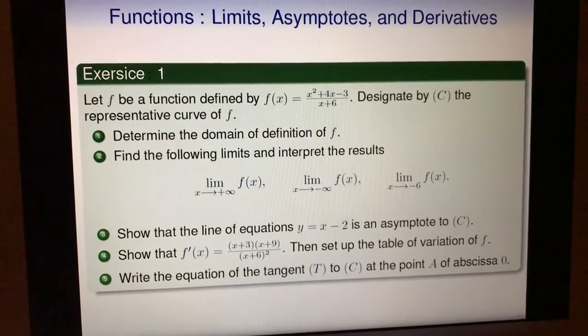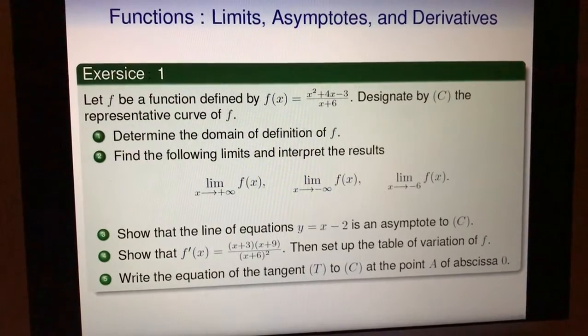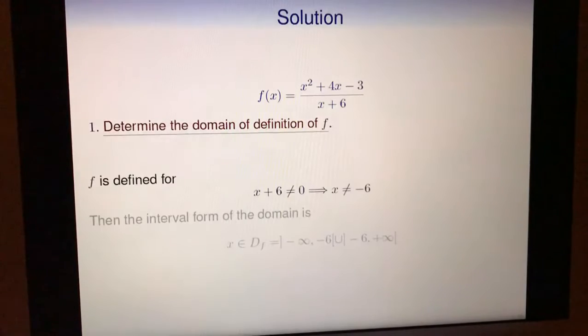The second question is to find the limits at plus infinity, minus infinity, and minus 6, and then to interpret the results. Question 3 is to show that the line of equation y equals x minus 2 is an oblique asymptote. Question 4 is to find f prime of x and then to set up the table of variation. Question 5 is to write the equation of the tangent to C at the point of abscissa 0.